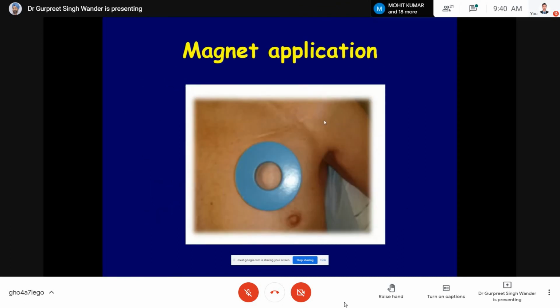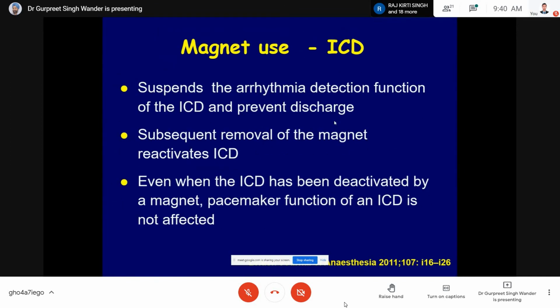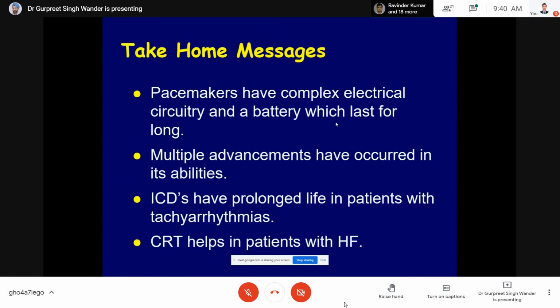We use a magnet in the hospital whenever we have to use the cautery, because the cautery will then interfere with the pacemaker. So we place a magnet on the pulse generator, and then it becomes asynchronous, and it keeps on firing irrespective of the electrical signals. So it will not sense these extraneous impulses that are coming. And so a magnet can be used for an ICD, it can be used for a pacemaker, whenever we have to do any procedure or the patient has to undergo one.